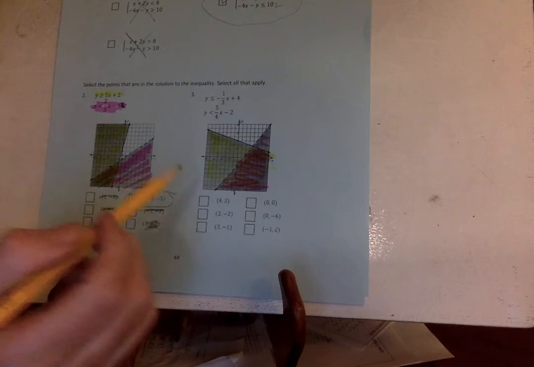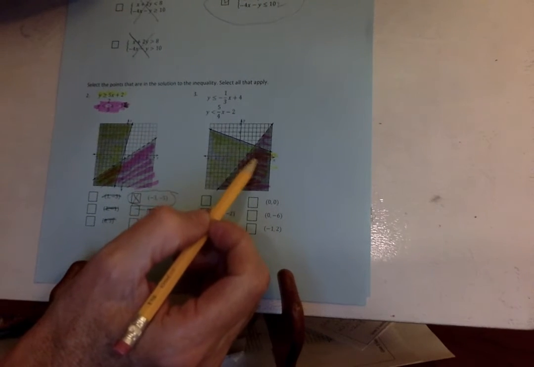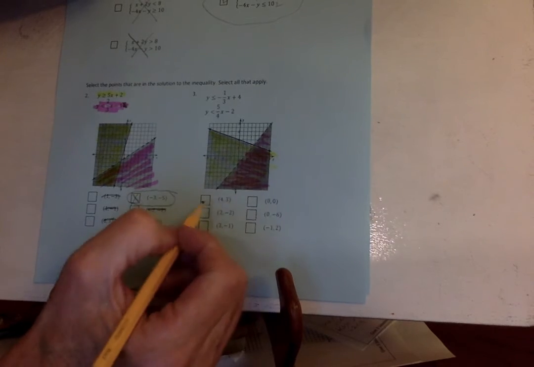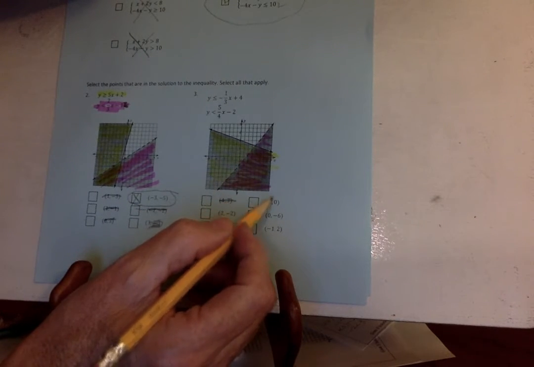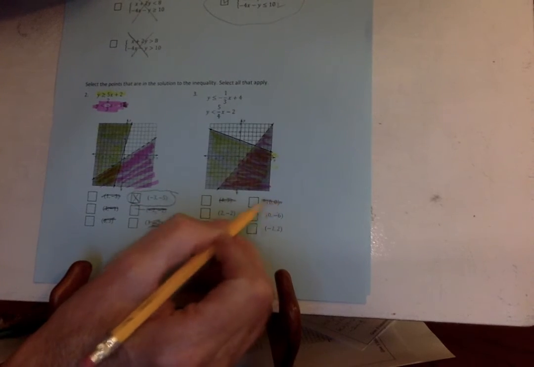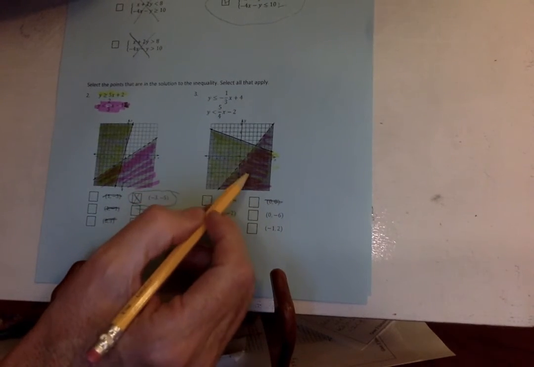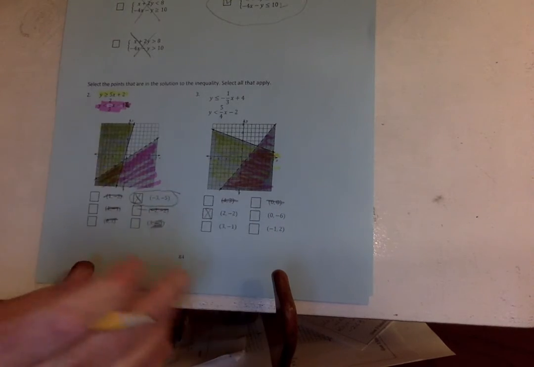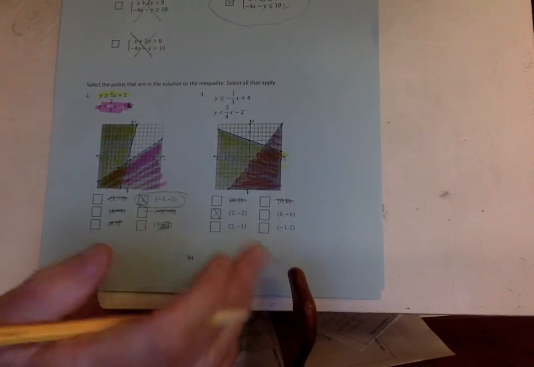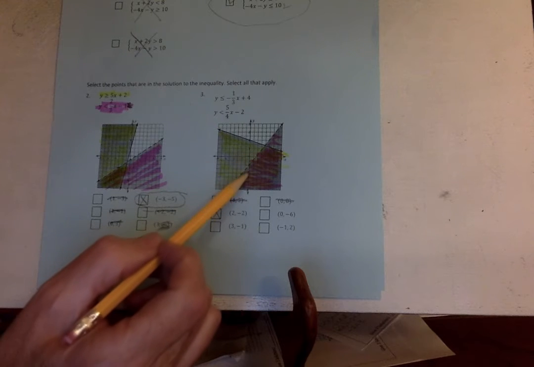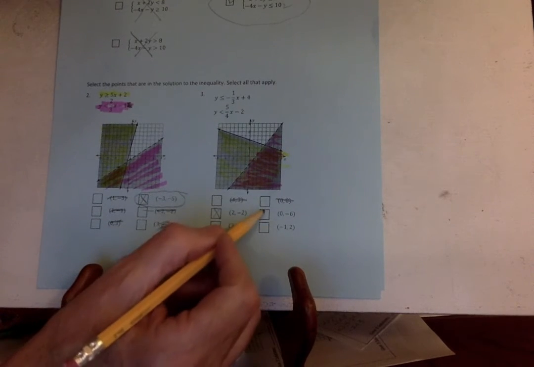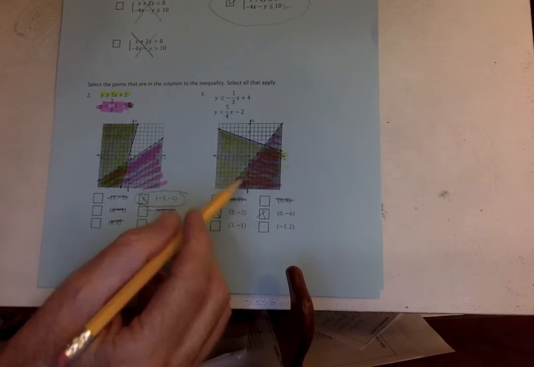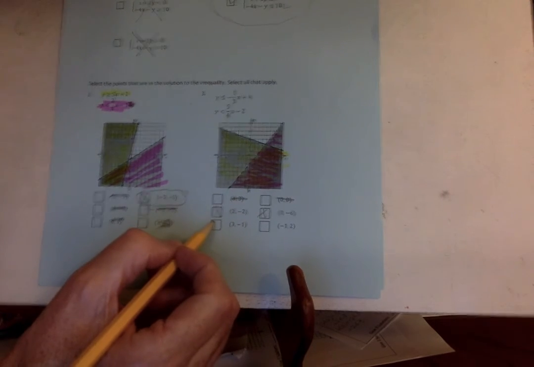Okay? 4, 3, 4, 1, 2, 3. It looks like it's just outside, so that's not it. 0, 0's up here. It's just in the yellow. That's not it. 2, -2. This is in both areas, so that is a solution. Next, we go to 0, -6, and that, both of them, that is in solution. The next one, 3, -1, is in both areas.